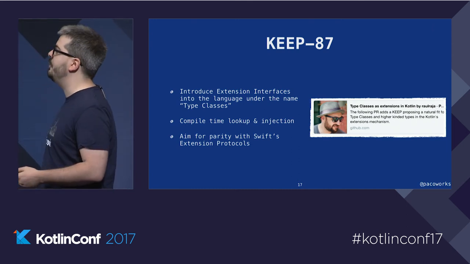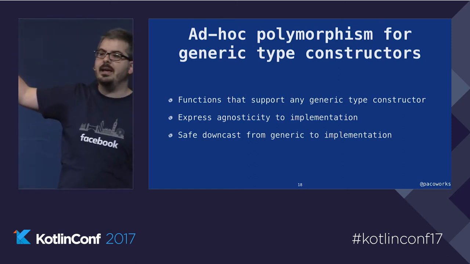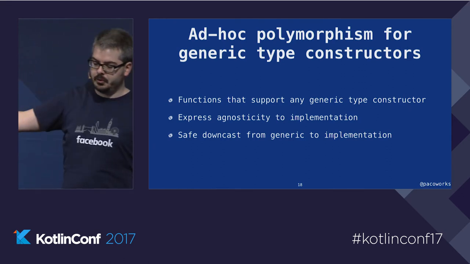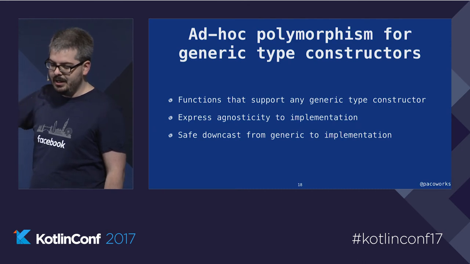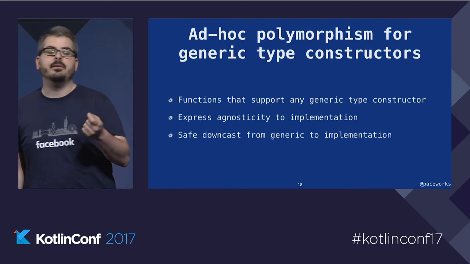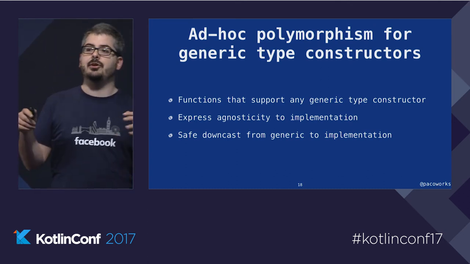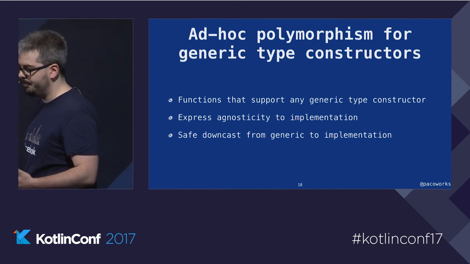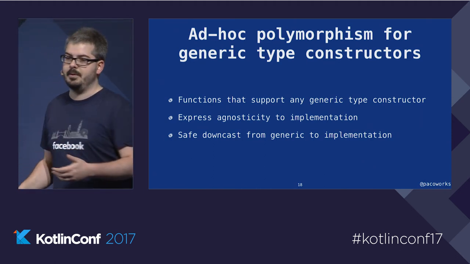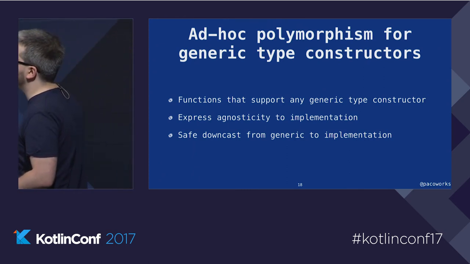Ad hoc polymorphism for generic type constructor. What does this even mean? It just means that we have to be able to define functions that are generic for any type constructor. What is a type constructor? Next slide. We want to use this concept to express agnosticity from the implementation. So instead of having a type constructor, you can have a generic version of it, and you can implement the specifics. And we want to be able to downcast from the generic abstract version into the implementation. Bunch of words, bunch of buzzwords. Let's just see how this looks.